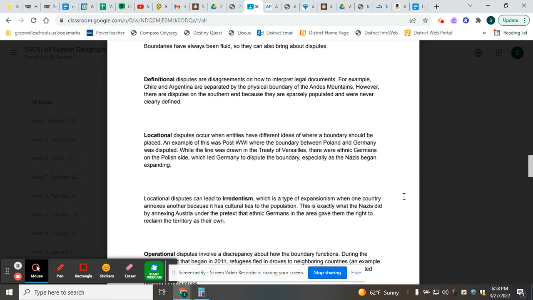Locational disputes occur when entities have different ideas of where a boundary should be placed. An example of this, post-World War I, where the boundary between Poland and Germany was disputed. While the line was drawn in the Treaty of Versailles, there were ethnic Germans on the Polish side, which led Germany to dispute the boundary, especially as the Nazis began to expand.